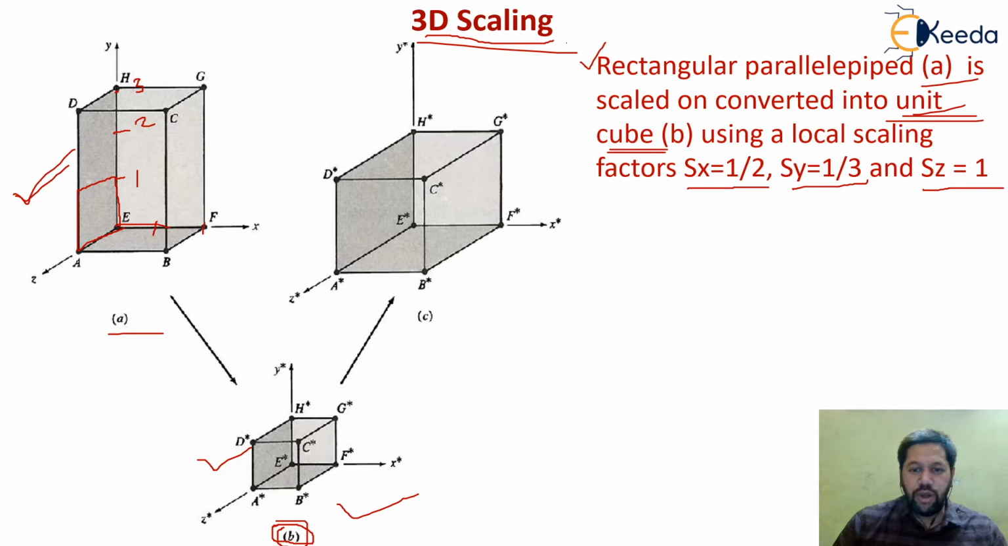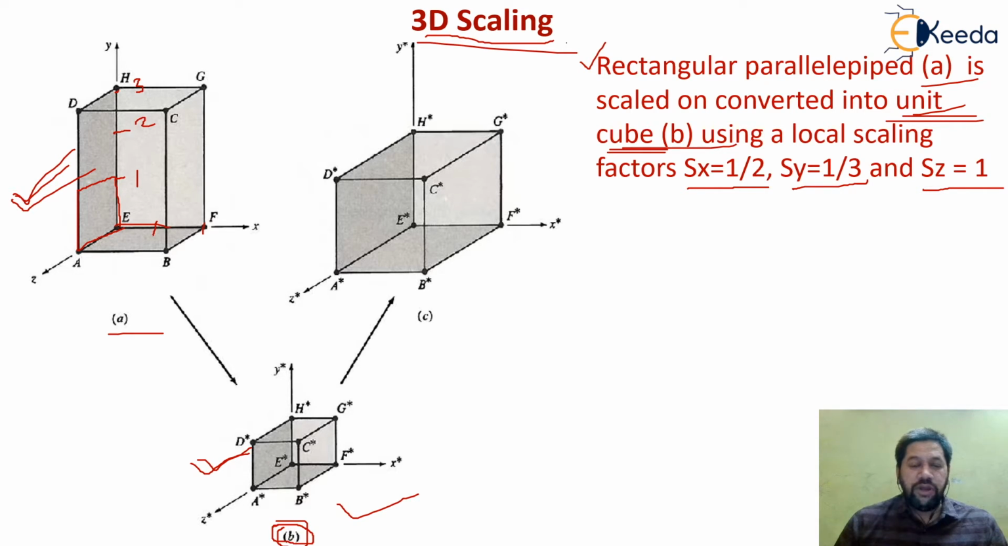I have converted it into the unit cube and performed local scaling. Why am I calling it local scaling? Because the values of Sx, Sy, and Sz are different, they are not the same. Sx is 1 by 2, Sy is 1 by 3, Sz is 1. Why did I select these values? Because I want to convert this rectangular parallelepiped into a unit cube. So I have shown this as an example of local scaling, where the values of Sx, Sy, and Sz are different.